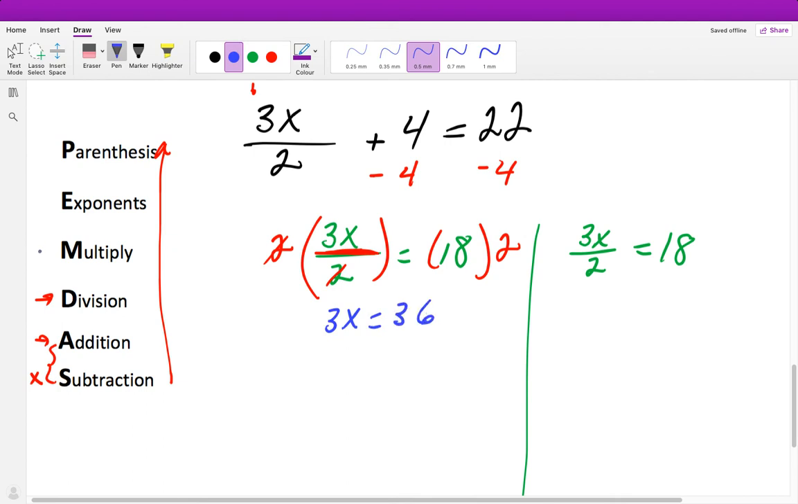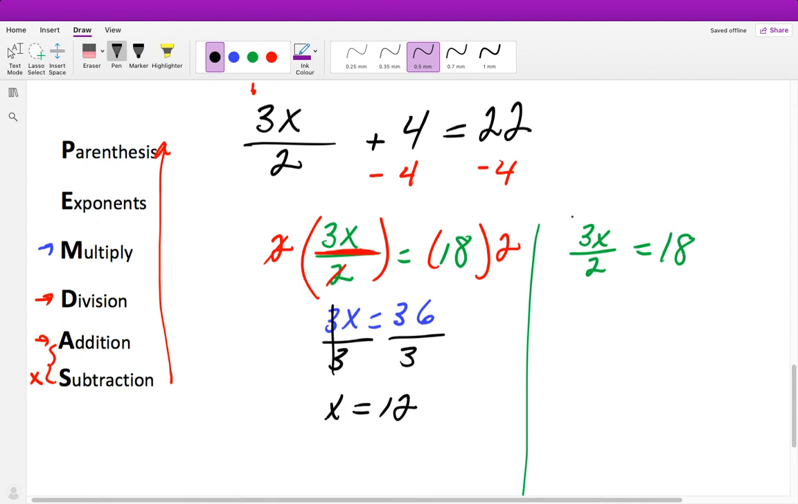And now I look and see, is there any multiplication? Yes, there is multiplication. And how do I get rid of multiplication? Through division. So then I can go ahead and divide, and I can get x is equal to 12. So you can do it step by step if you really want to. You can just get rid of your division first and then get rid of your multiplication.